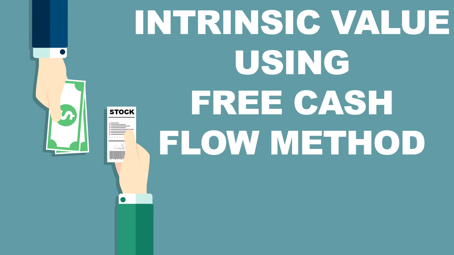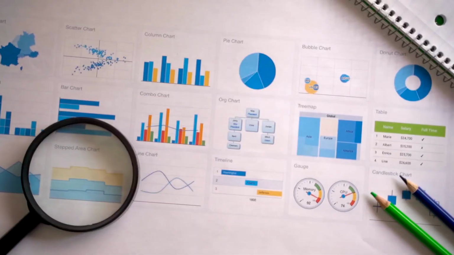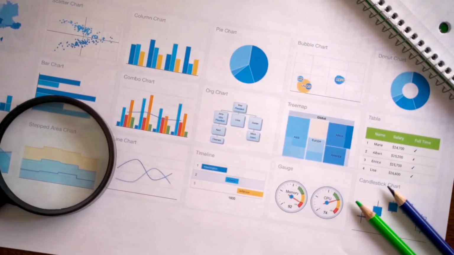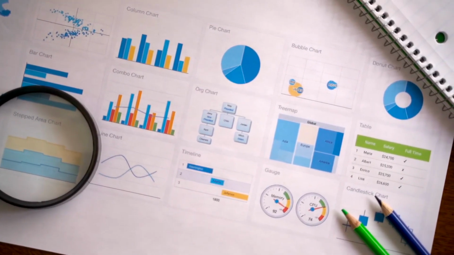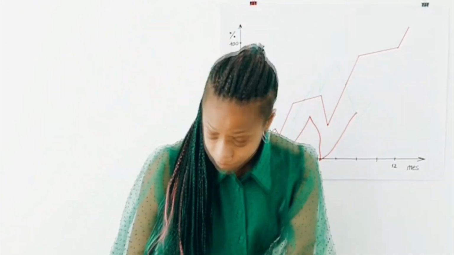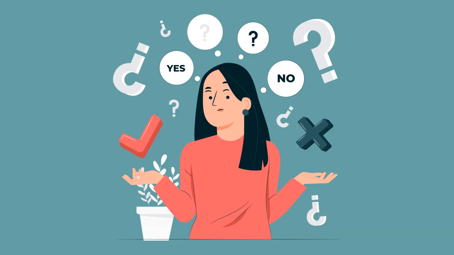In this video, we are going to estimate the intrinsic value of a stock using the free cash flow method. Even if the stock is doing well both financially and business-wise, we need to know the right price at which we should buy it. In the free cash flow method, we find the intrinsic value by determining the future growth of a company. There will be many assumptions along the road.